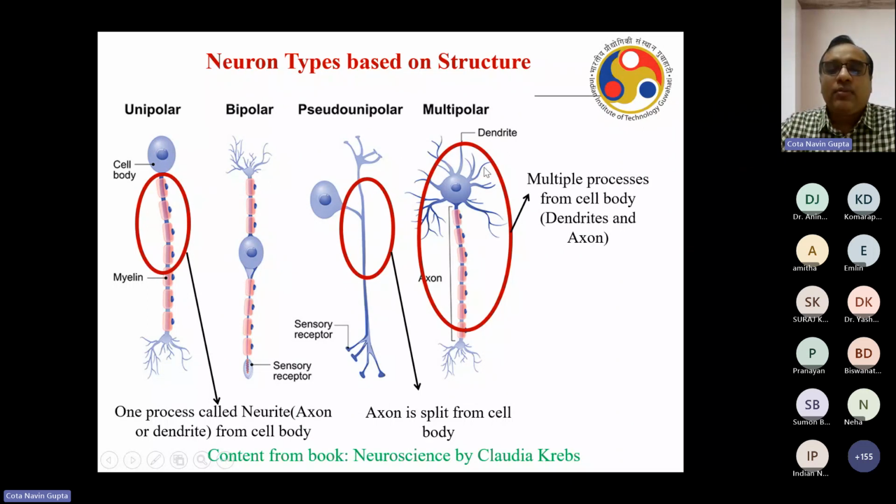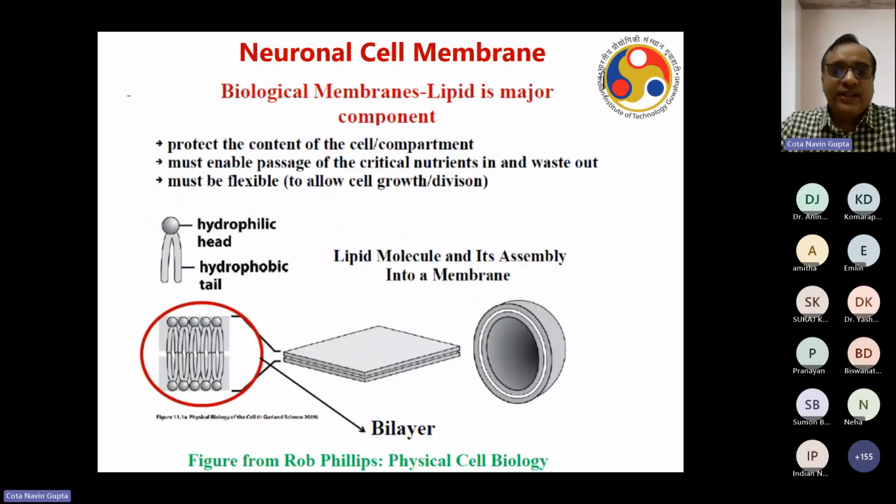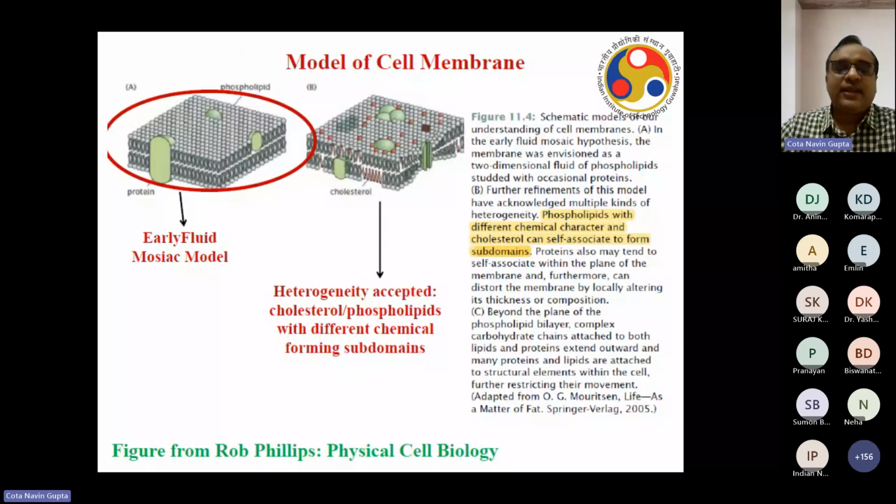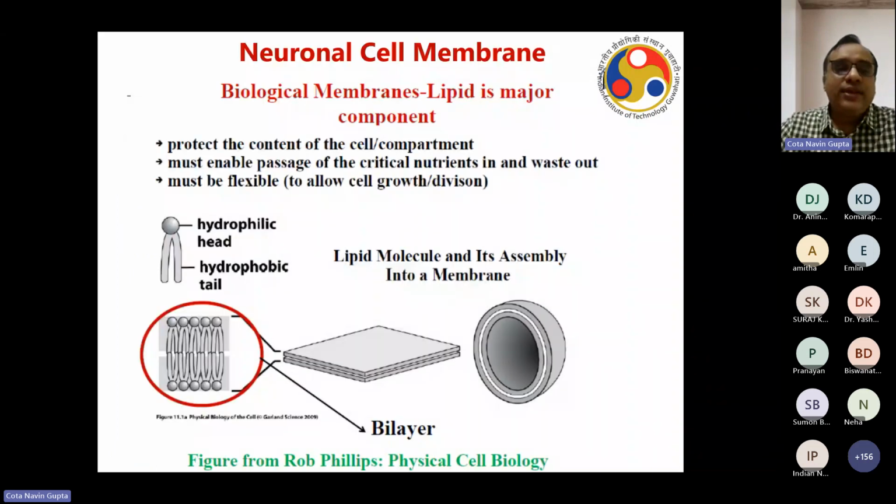And the most commonly occurring one is your multipolar neuron throughout the human body. Okay, so the neuronal cell membrane. I think you would have all heard about cell membranes, right? The neuronal cell membrane is made up of lipids. Lipids, shown over here, have a hydrophilic head and a hydrophobic tail. So this is your bilayer cell membrane.